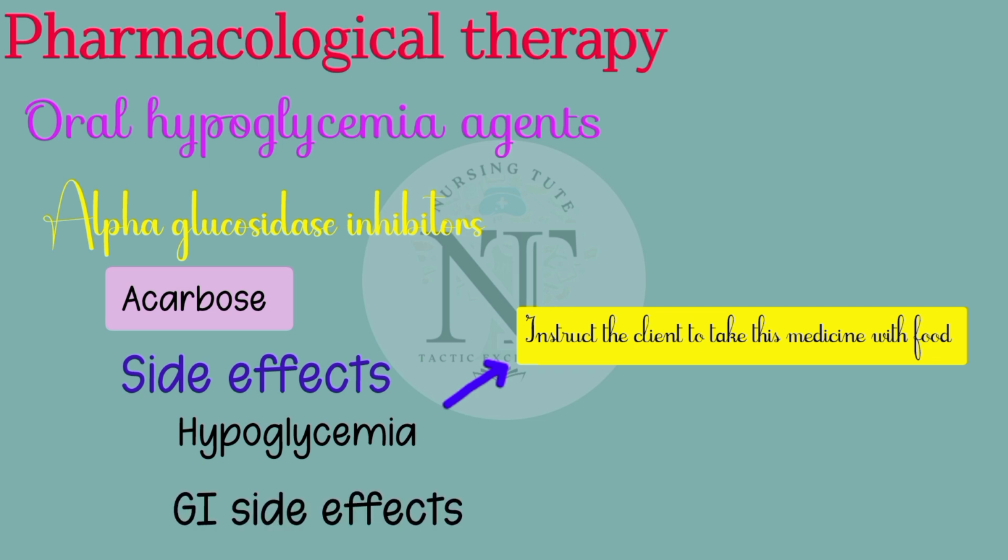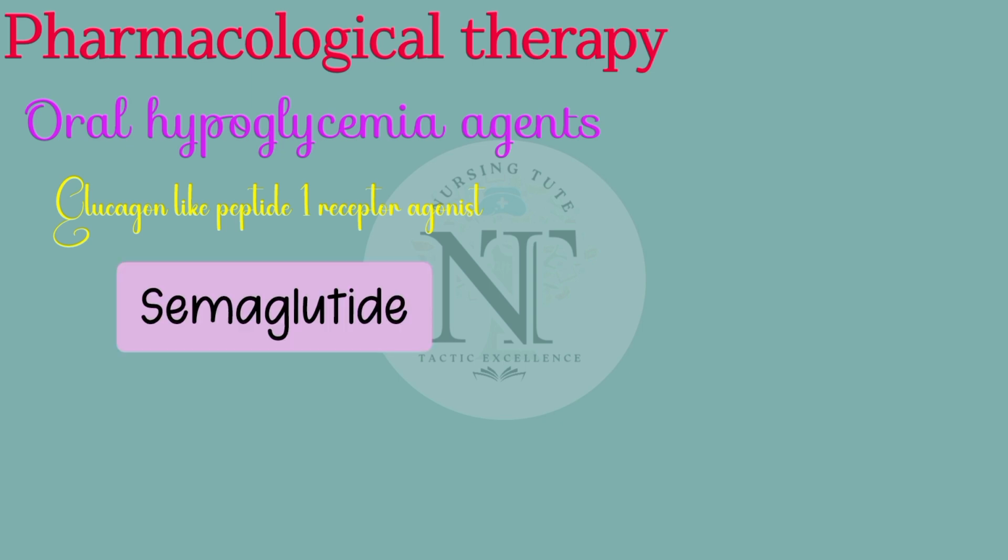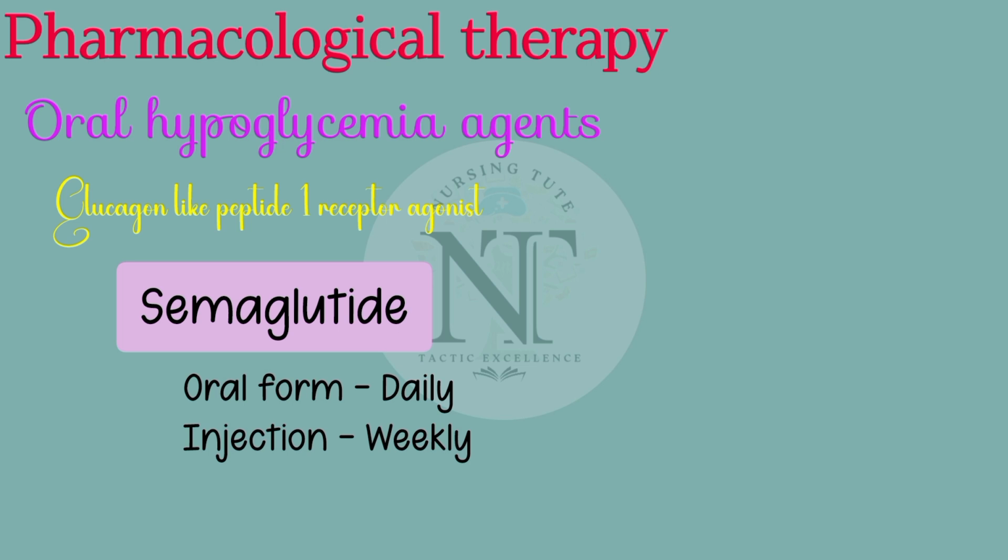And GI side effects like abdominal distension, discomfort, diarrhea, and flatulence. Next group of drugs we are going to see is glucagon-like peptide 1 receptor agonists. The example for this group of drugs is semaglutide. If you are taking this drug in oral form, you have to take it daily. If you are taking this drug in injection form, you have to take it once weekly.